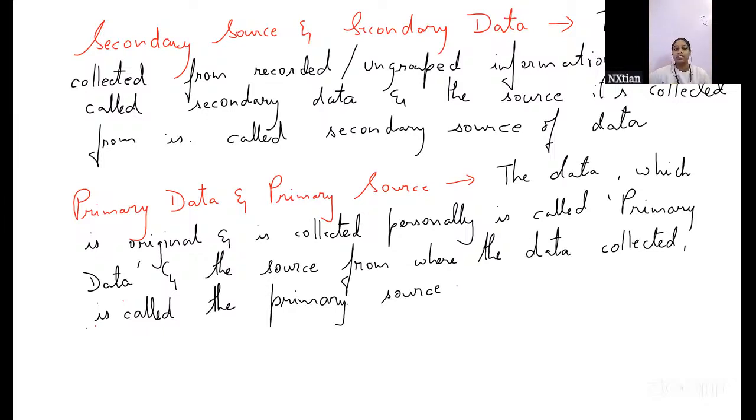Now, when you bring the data from the school records, it will be termed as secondary data. You have brought me the data from the school record, so it will be termed as secondary data. And the school record, from where you brought that secondary data, is known as the secondary source. So let me put these examples.